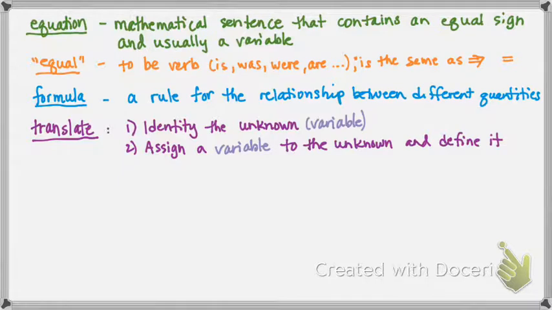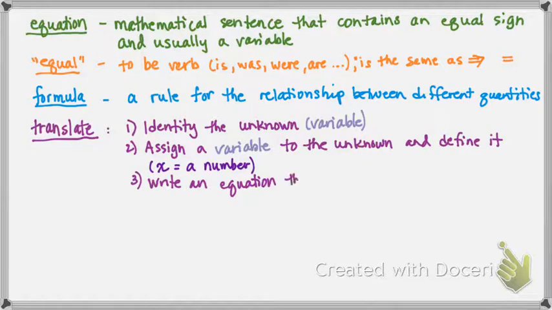So for example, you would write something like x equals a number. So when we take the words a number, I don't know how to translate that any other way. I have no way to translate that, so that's when I'm going to start using a variable. Okay? And then you're going to write an equation that follows the order of the words.